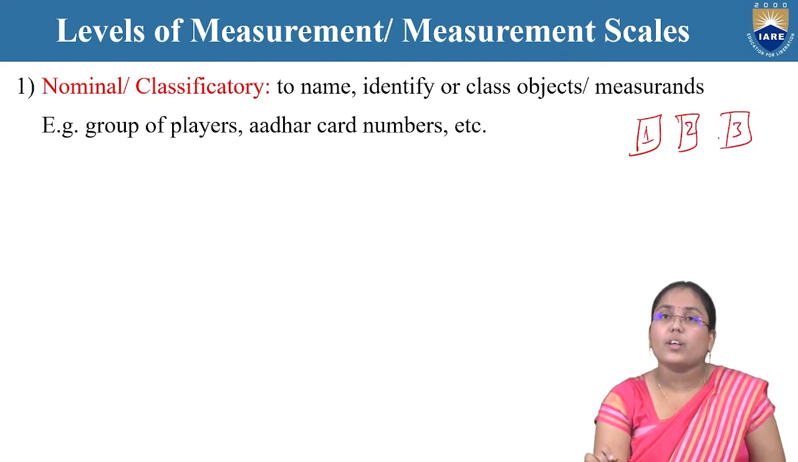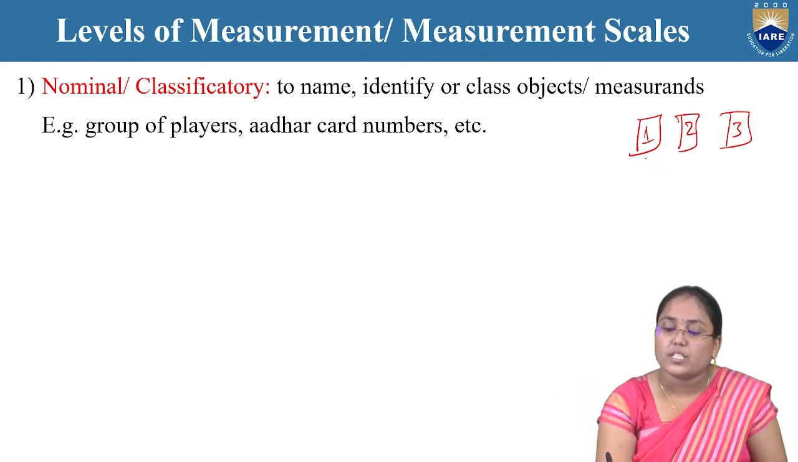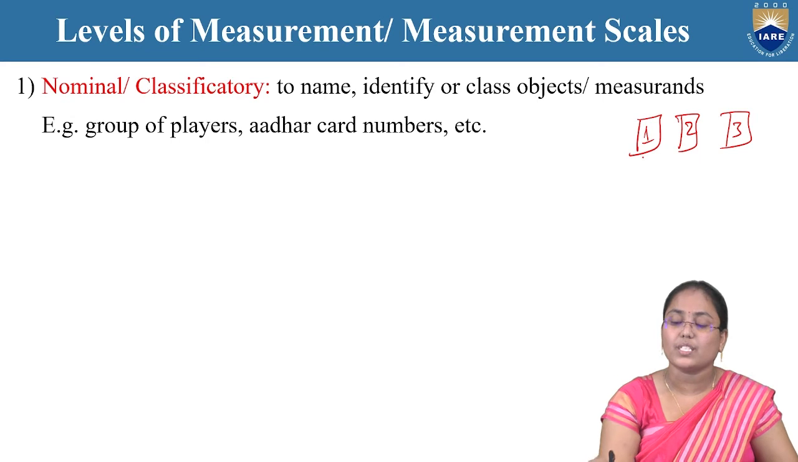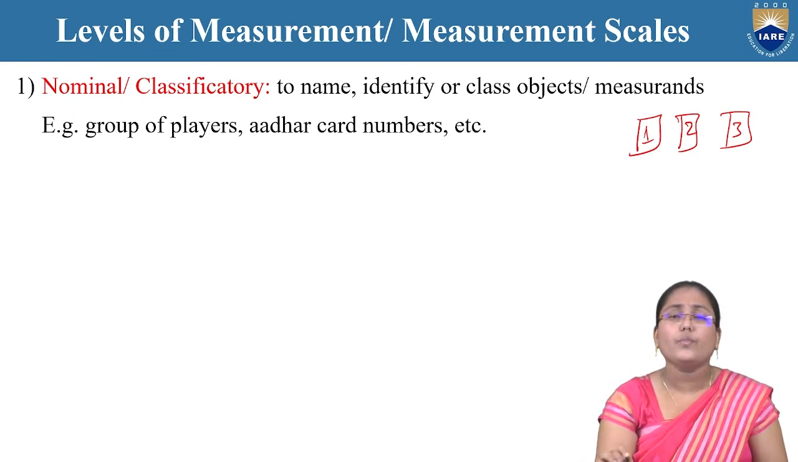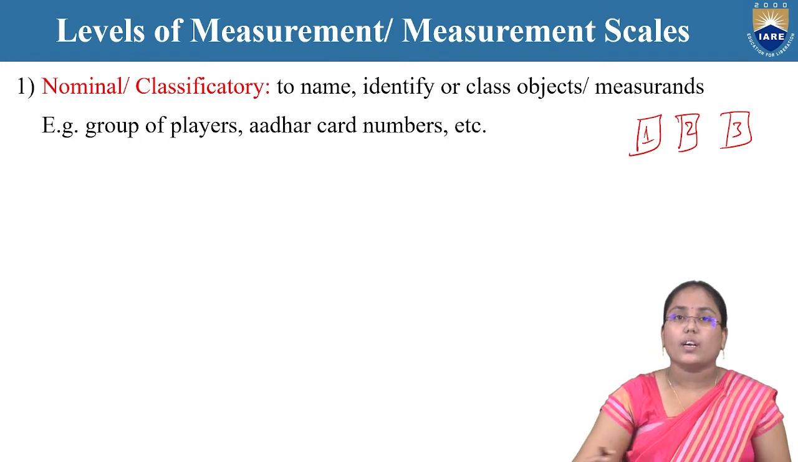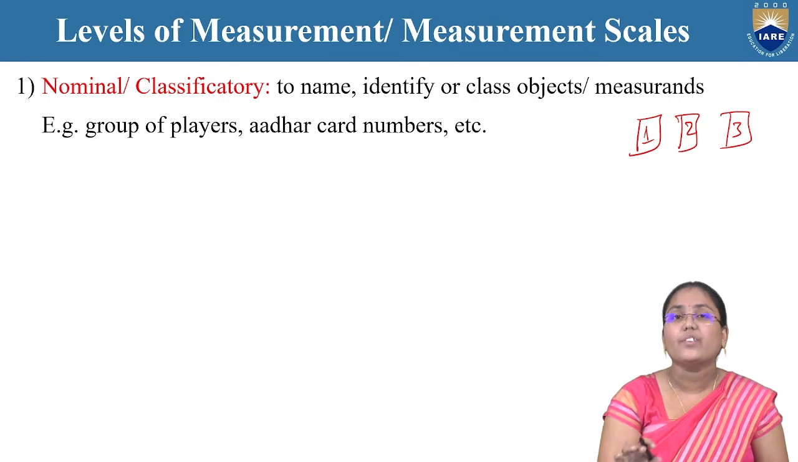In this nominal or classificatory type of level of measurement, we don't quantify it. Rather, we just give a number to it. That is, this is number 1, this is number 2, this is number 3. We won't do any comparison between these players. It is just an identification, that's it.